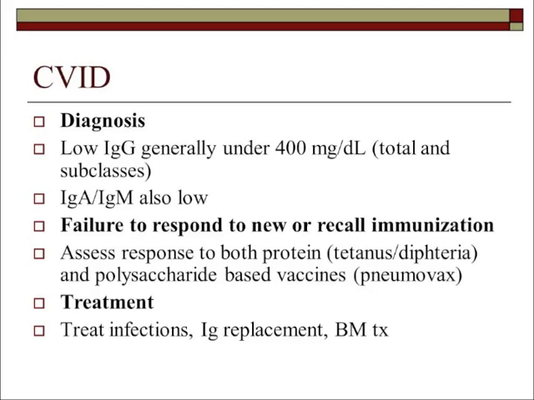So you have to vaccinate them, you check their antibody levels, then you vaccinate them, then in 2 weeks you check them again, and that's how you can say, absolutely, I have my diagnosis because they did not respond to this recall immunization, right? And you check both response to protein-based vaccines and to polysaccharide-based vaccines, so you vaccinate them with these.